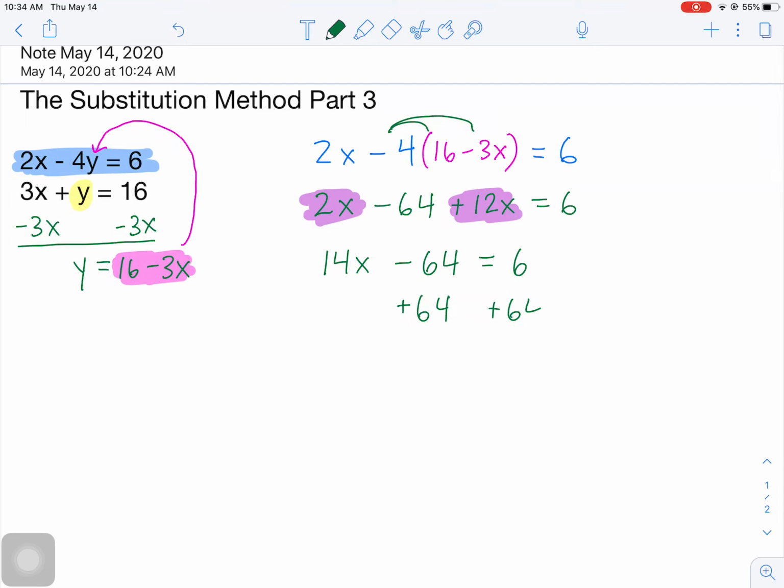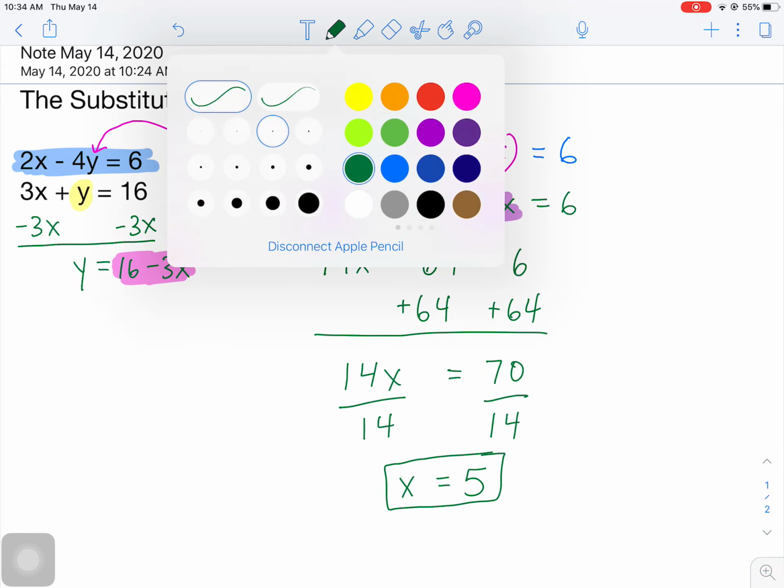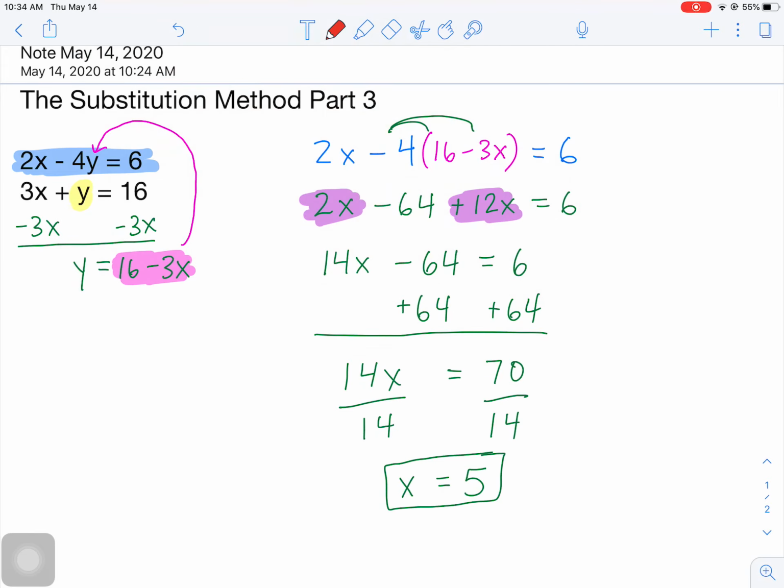We're then going to add 64 on both sides of the equation. So that brings us to 14x. The 64's cancel out. Equals 6 plus 64 is 70. We're then going to divide by 14 on both sides of the equation. And we get x equals 70 divided by 14 is 5. And so that is our x value.